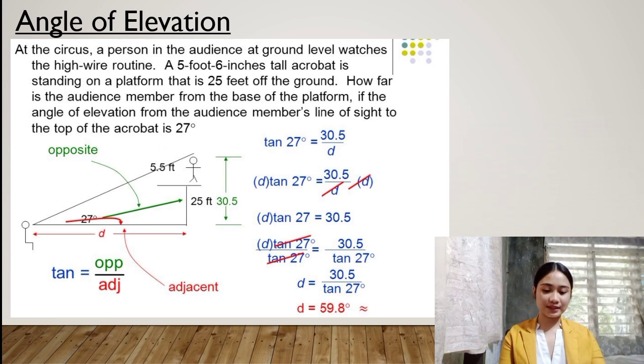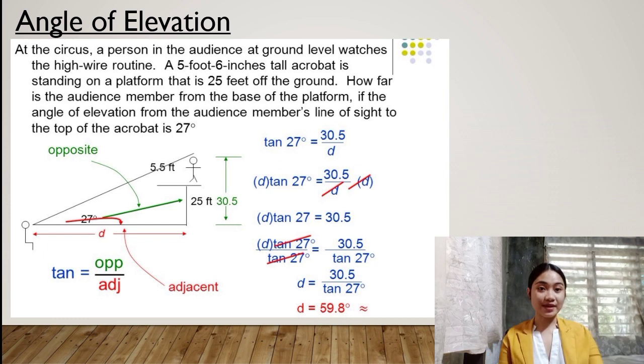So, let's have an angle of elevation problem. Solve natin ito. Number 1. At the circus, a person in the audience at ground level watches the high wire routine. A 5 foot 6 inches tall acrobat is standing on a platform that is 25 feet off the ground. How far is the audience member from the base of the platform if the angle of elevation from the audience member's line of sight to the top of the acrobat is 27 degrees?